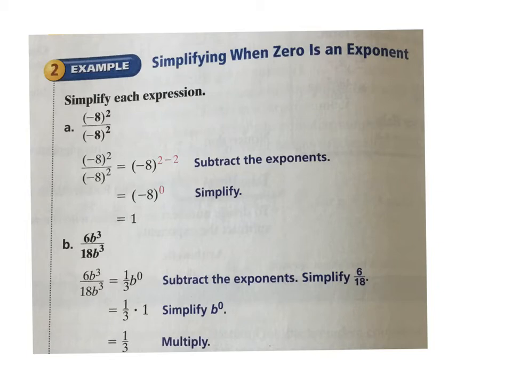Now, sometimes you'll have more stuff involved. So here we still take the 6 and the 18 and divide them out. It becomes 1 over 3. You can reduce however you want to look at it. b to the 3rd divided by b to the 3rd is b to the 3 minus 3, which is b to the 0, which is the number 1. So I'm just left with that 1/3 because 1 times 1/3 is just 1/3.